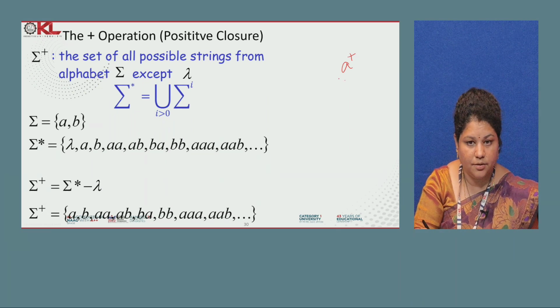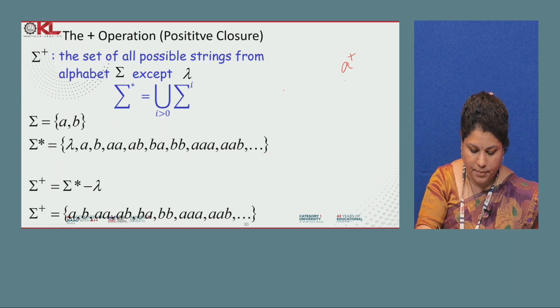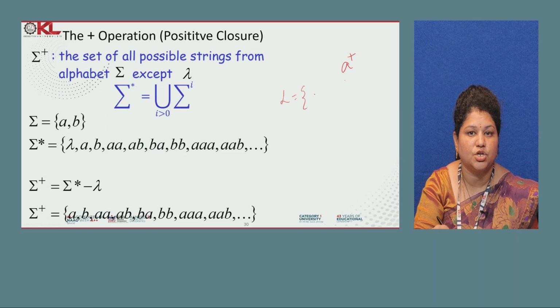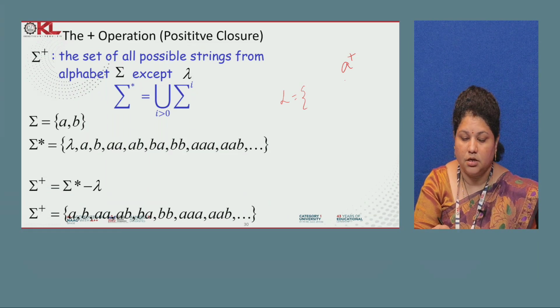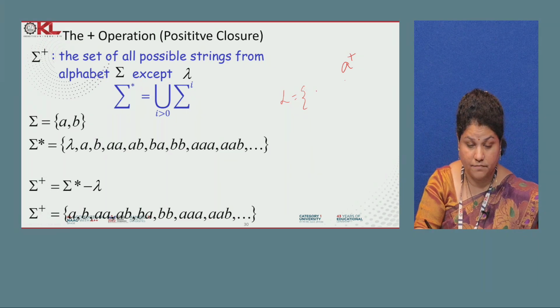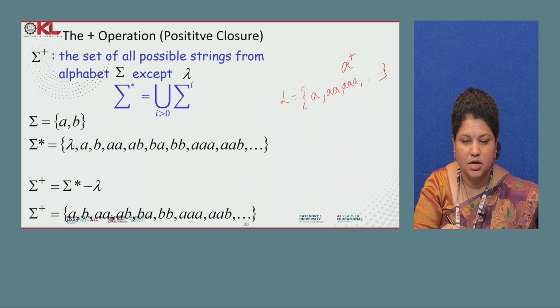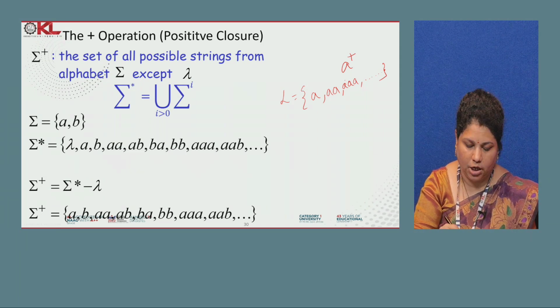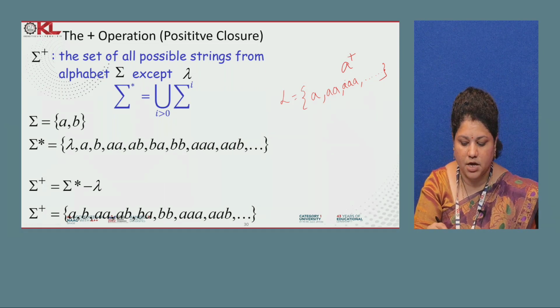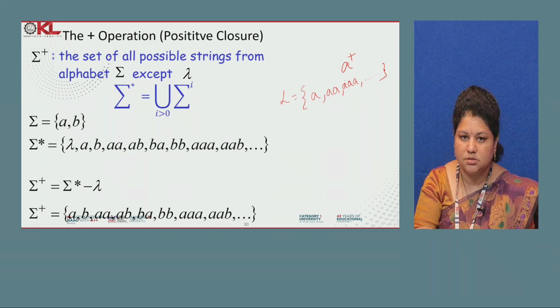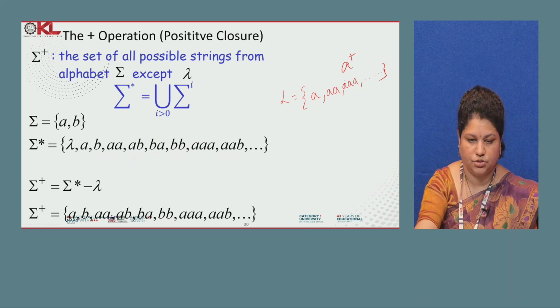So here, A plus means how the strings can be generated in a particular language for the positive closure. We can start with A, single A, double A, triple A, like that all the remaining strings can be generated for the positive closure. In this way, we are performing the star closure and positive closure operations on the language.